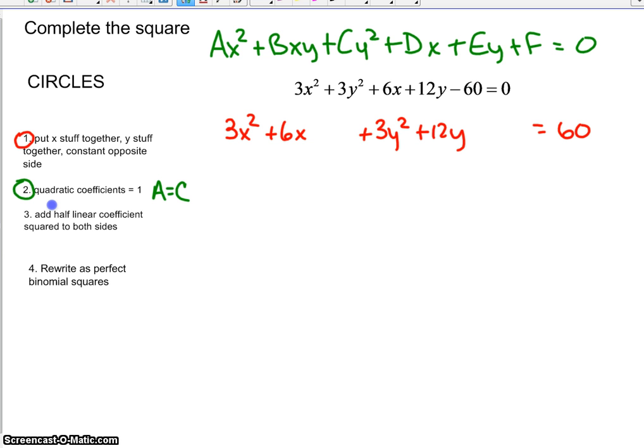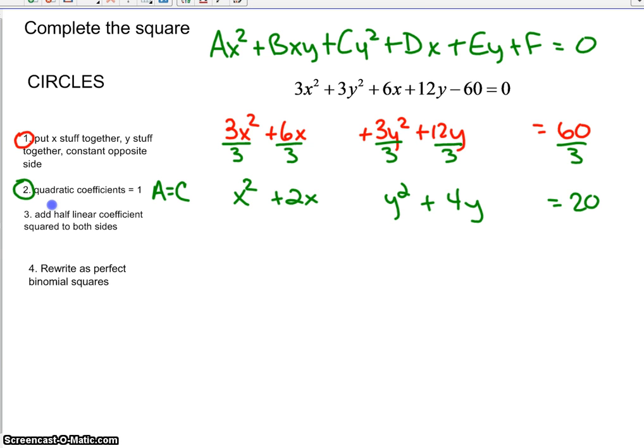Since they're the same, all I really need to do is divide by whatever a and c are. And I have to make sure I remember to divide it into every term in the equation. That will get my x squared to have a coefficient of 1 as well as my y squared. And again, it's very important you remember to do it to the constant as well. That's sometimes forgotten.